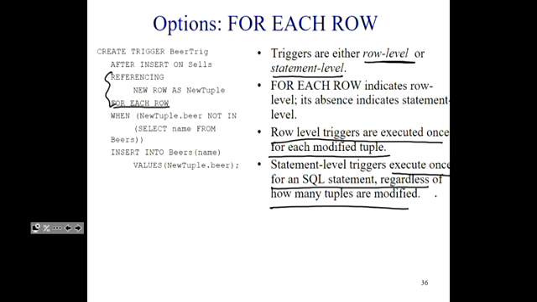Okay, we'll talk about examples of both of these. I'll clarify the differences in a little bit. But hopefully at least the high level idea that for each row is going to do something for every single tuple. Statement level is going to take the entire set of tuples and do some action for that. Okay? All right, so that's the for each row construct.